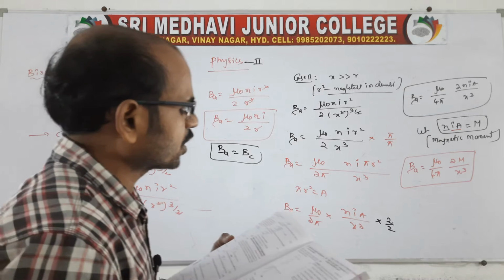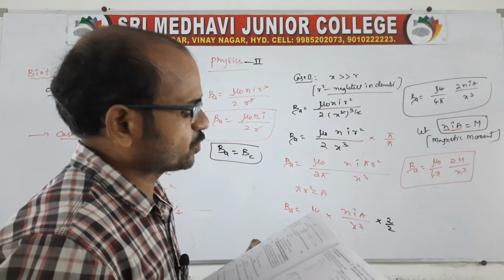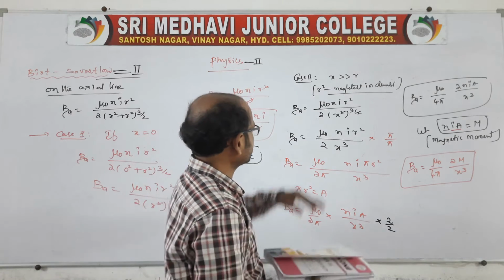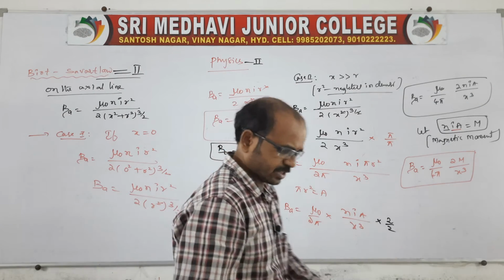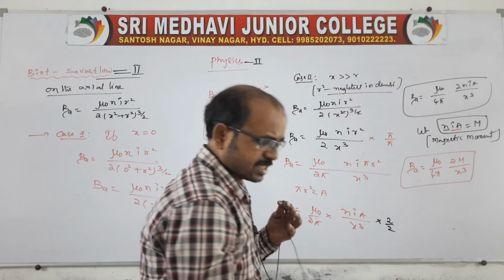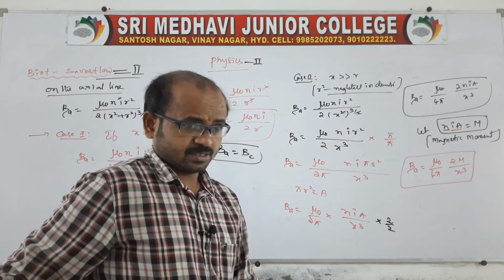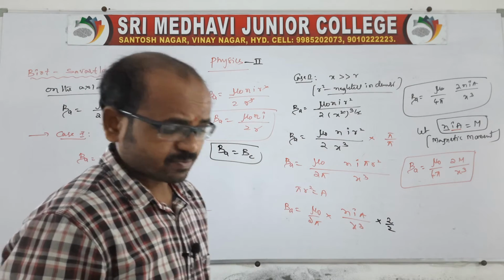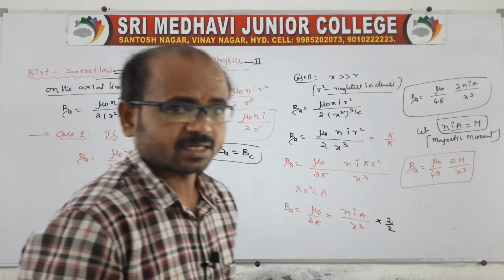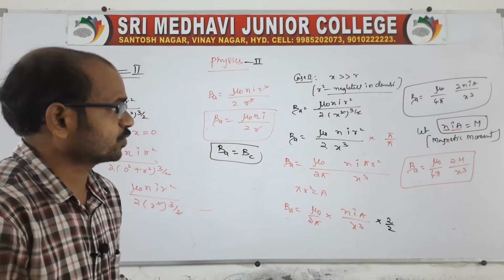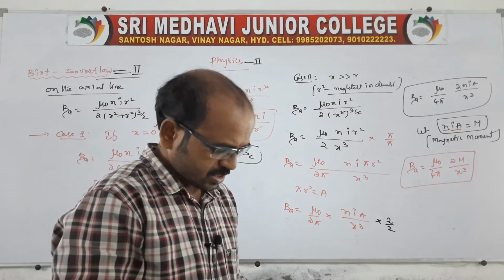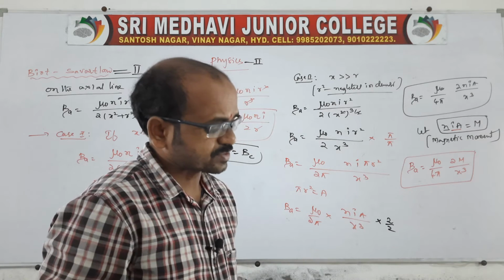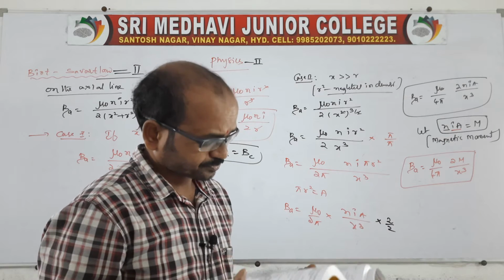B_A = mu naught by 4 pi into 2M by x cube. Capital M is nothing but the magnetic moment. So from here you need to write this question. These two questions, I mean to say, are the same question in magnetism as well as in moving charge and magnetism. There is no need to discuss it again in the next chapter. Once you refer to this question in this chapter, read and write it, which is very important for 4 marks.